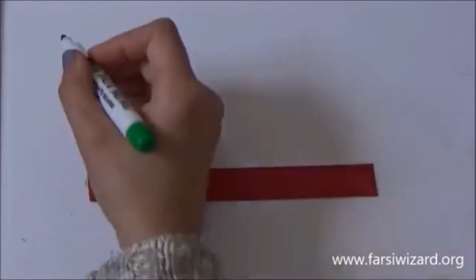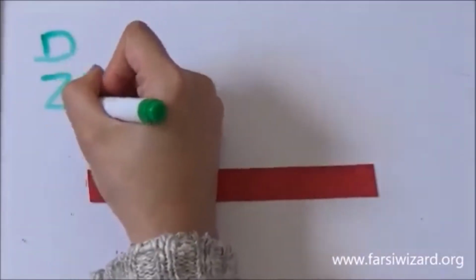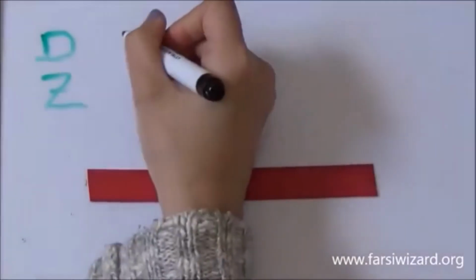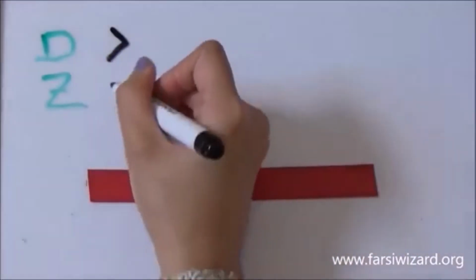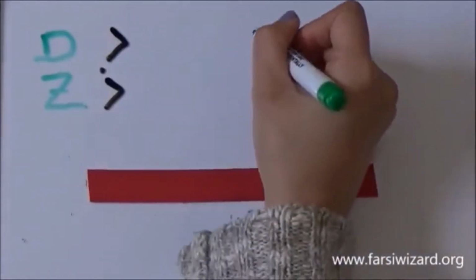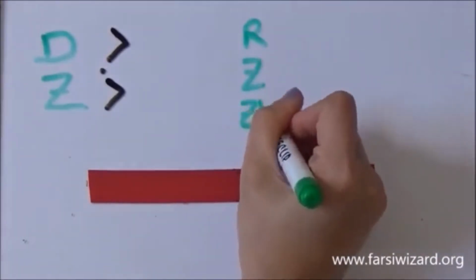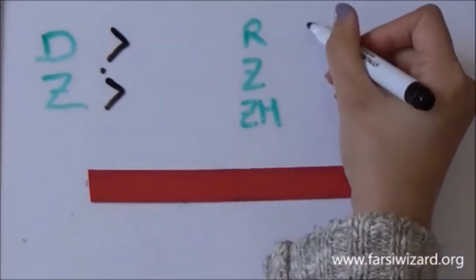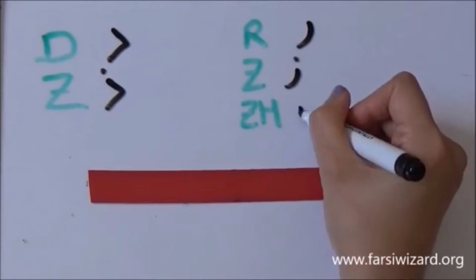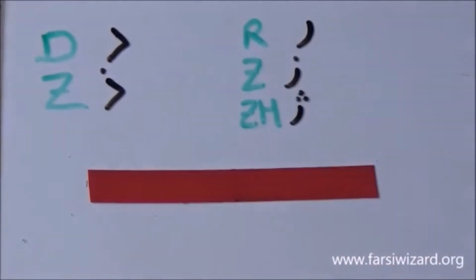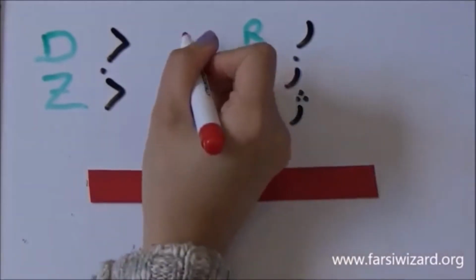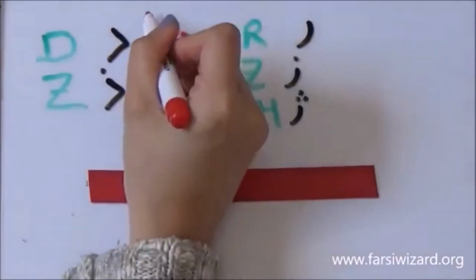Okay, now so we have D, Z. These are the Persian letters, equivalents for these letters in English. Dal and zal. We have R in English, Z again, and ZH, which is je. Re, ze, je. So you can see we have more than one version of Z in Farsi. Depending on the words, we will use different versions of Z.